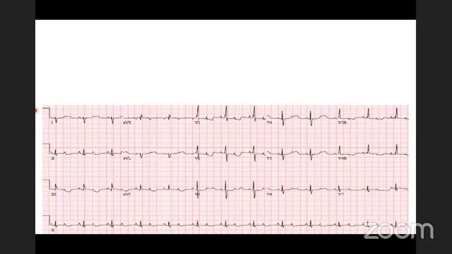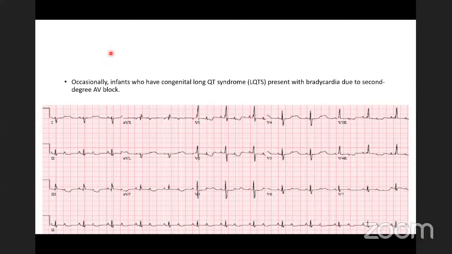So is it the spectrum of the same disease? We are talking about the congenital heart blocks, or it is something different. So rarely or occasionally, infants have congenital long QT syndrome present with bradycardia due to second-degree AV block or 2:1 AV block. And now if you realize that looking at the V4 or V5, there is a P wave followed by a T wave, and the QT interval is really prolonged.